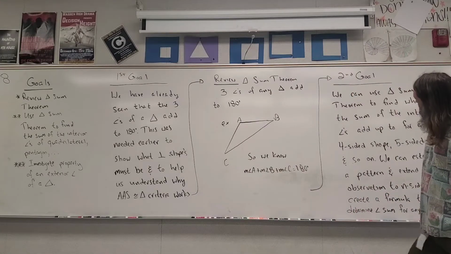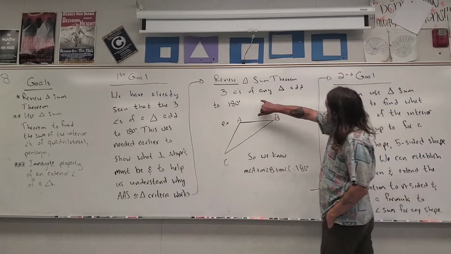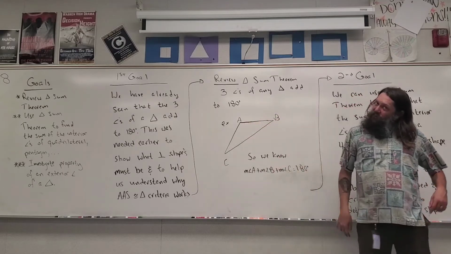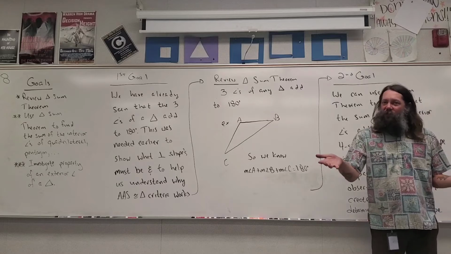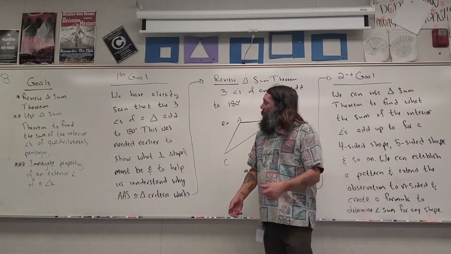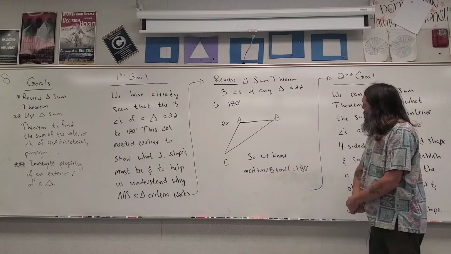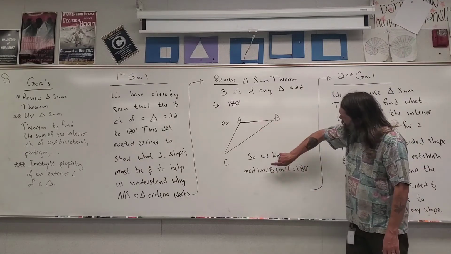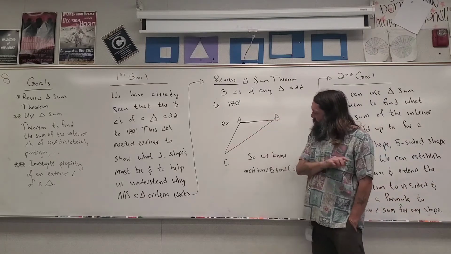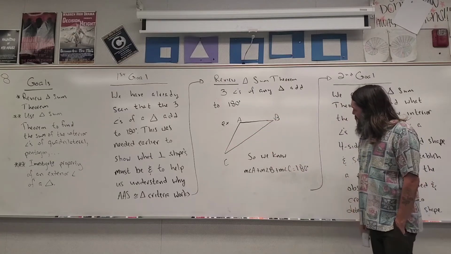Okay, so let's review the Triangle Sum Theorem, and it's the 3 angles of any triangle add to 180 degrees. So whenever you see a triangle, you know this, okay? And it's a potential first step. So when we see this triangle, we know that the measure of angle A plus the measure of angle B plus the measure of angle C, those add up to 180 degrees.